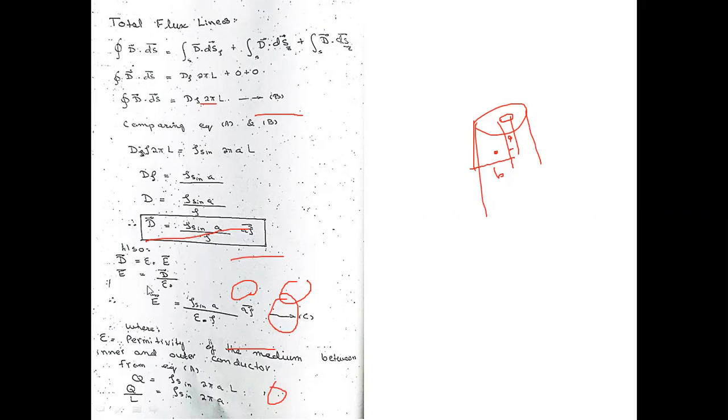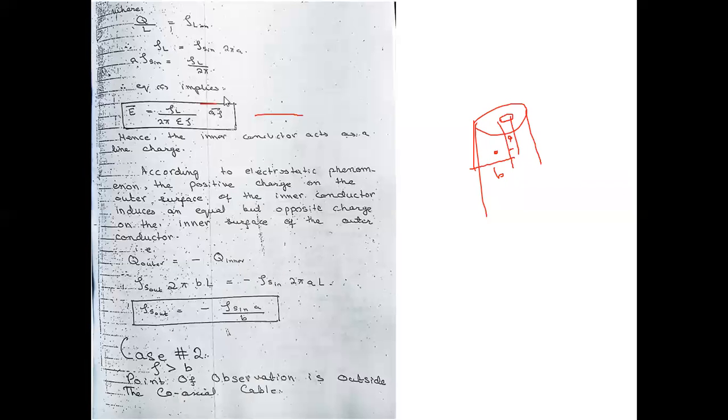Now, the same procedure if you are interested in finding the E, just divide this whole term by epsilon naught. This is E in terms of rho L. Q divided by L is equal to rho L. So replacing Q by L with rho L, we will get rho L over 2 pi epsilon rho.